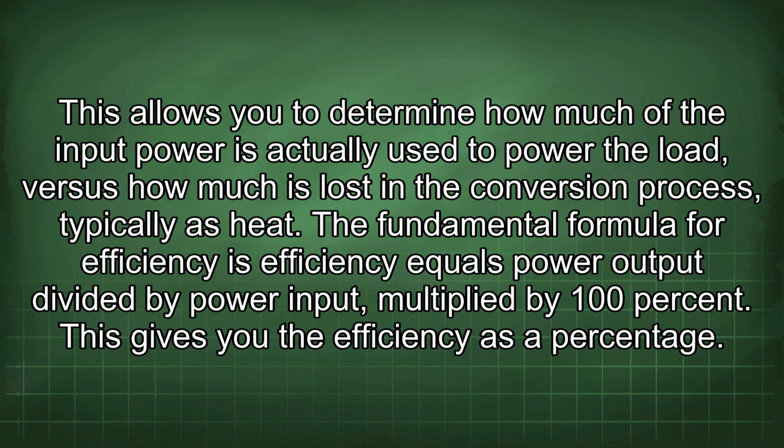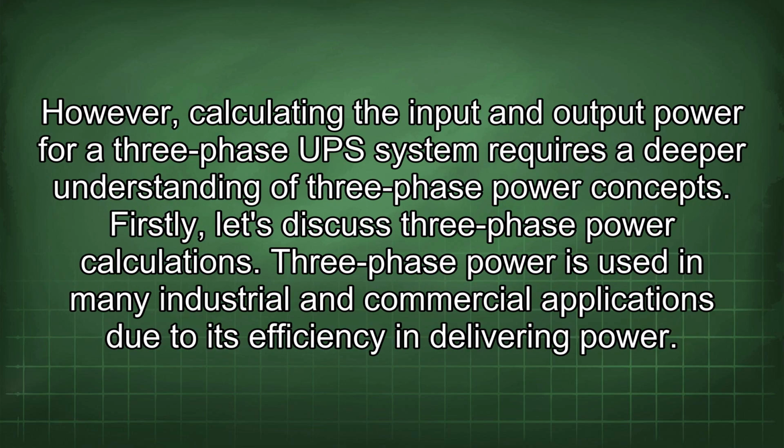The fundamental formula for efficiency is efficiency equals power output divided by power input multiplied by 100%. This gives you the efficiency as a percentage. However, calculating the input and output power for a three-phase UPS system requires a deeper understanding of three-phase power concepts.